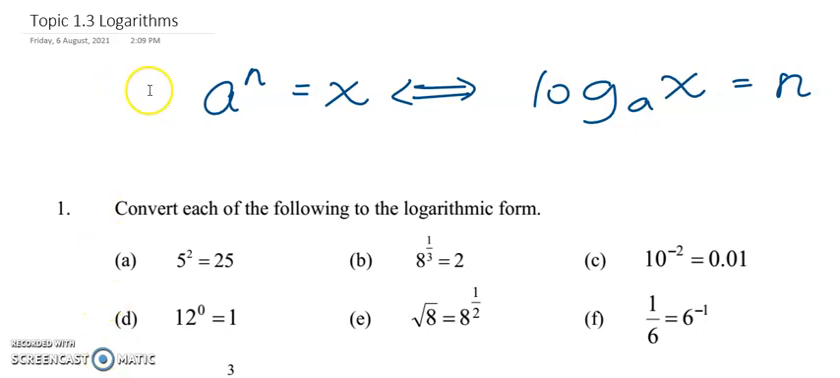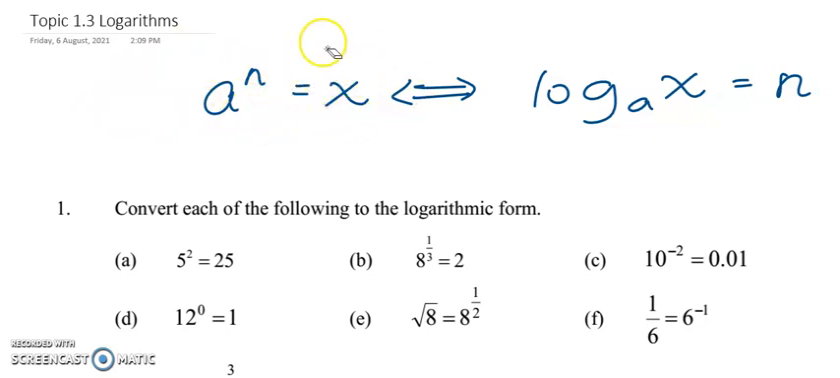Now we are at the topic of logarithms. In this video, we're going to learn how to change the equation into a log form. So before we start to show the example, let's look at this: a power of n equals x.